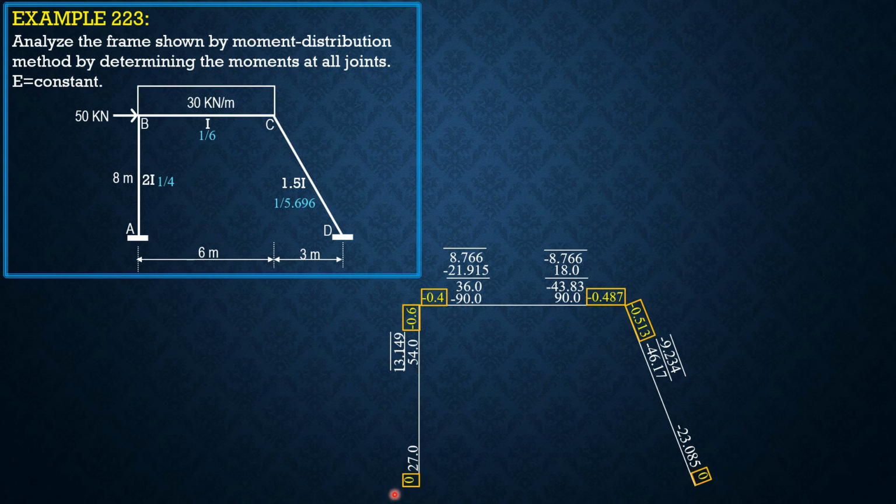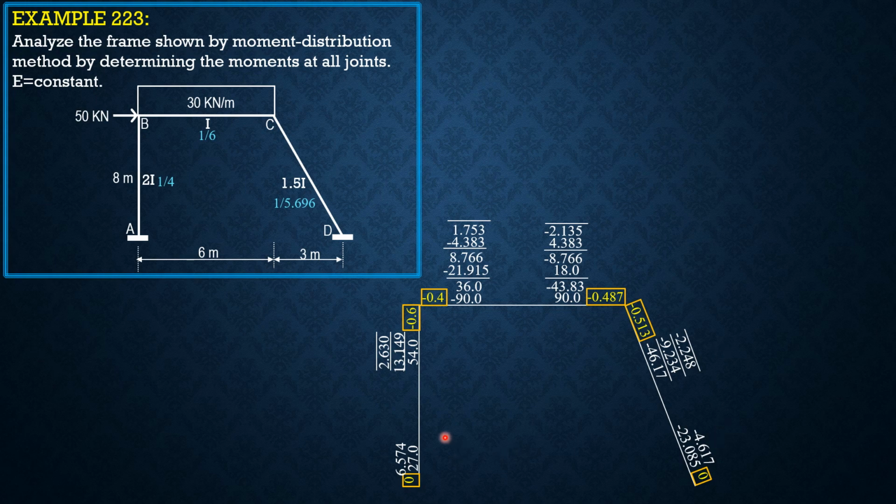Then 0, 0 here. Carry over, so 0, half of 13.149, 6.574, half of negative 8.766, negative 4.383. Then 0, half of negative 9.234 here, negative 4.617. Negative 4.383 times negative 0.4, 1.753. Negative 4.383 times negative 0.6, 2.630. 4.383 times negative 0.487, negative 2.135. Then 4.383 times negative 0.513, negative 2.248.